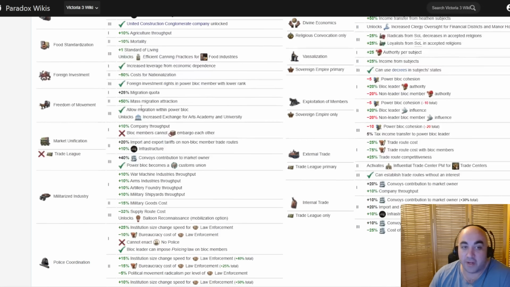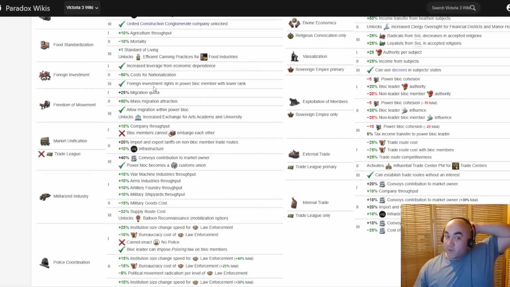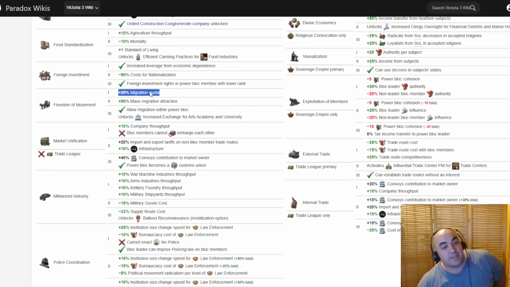Okay, next up we have freedom of movement. Plus 25% migration quota. I think this used to be plus 50%. It's been nerfed down quite a bit. Plus 50% mass migration attraction. If you have this in, and the USA does not have freedom of movement, you will be the mass migration target. And it's kind of a winner-take-all thing, and so this is really good.